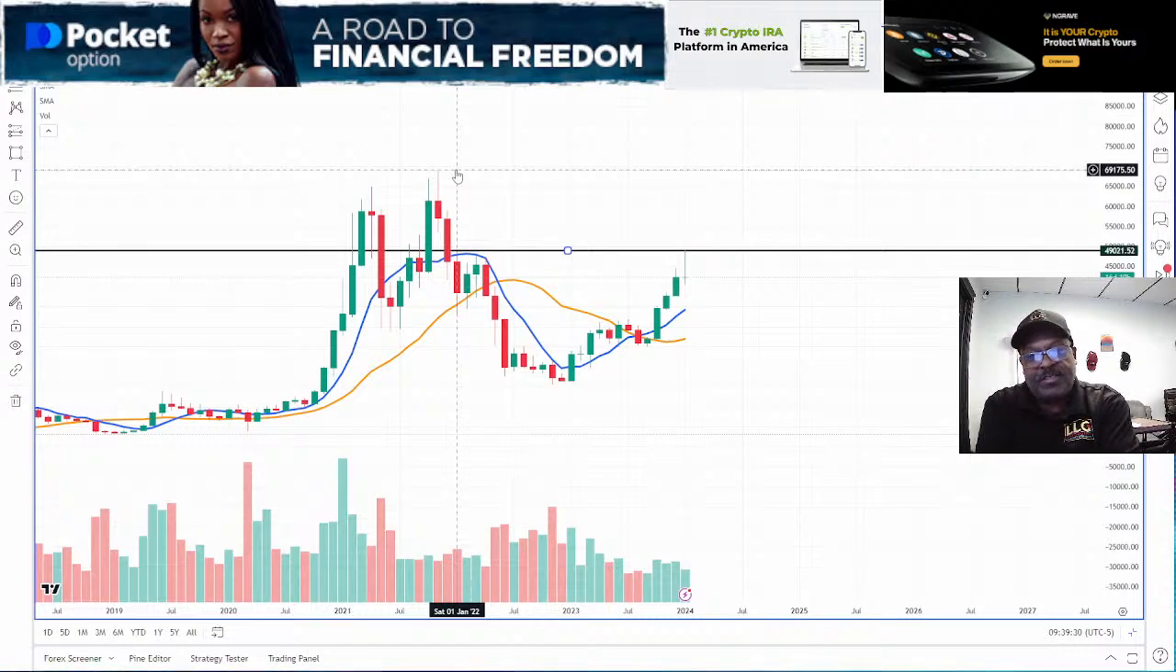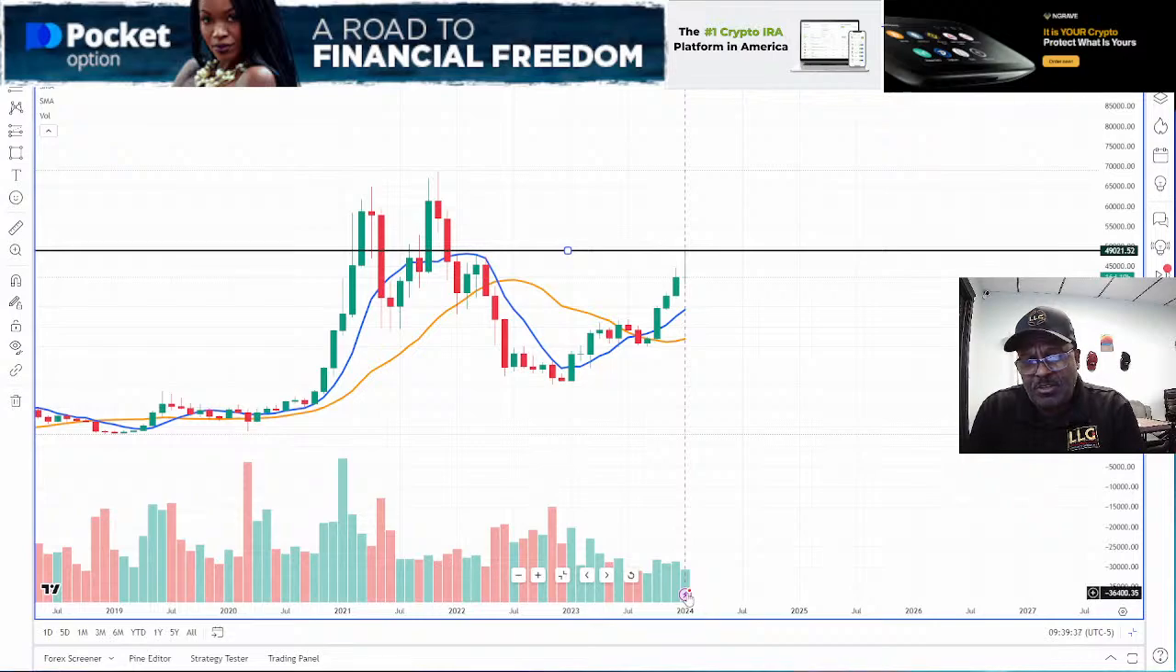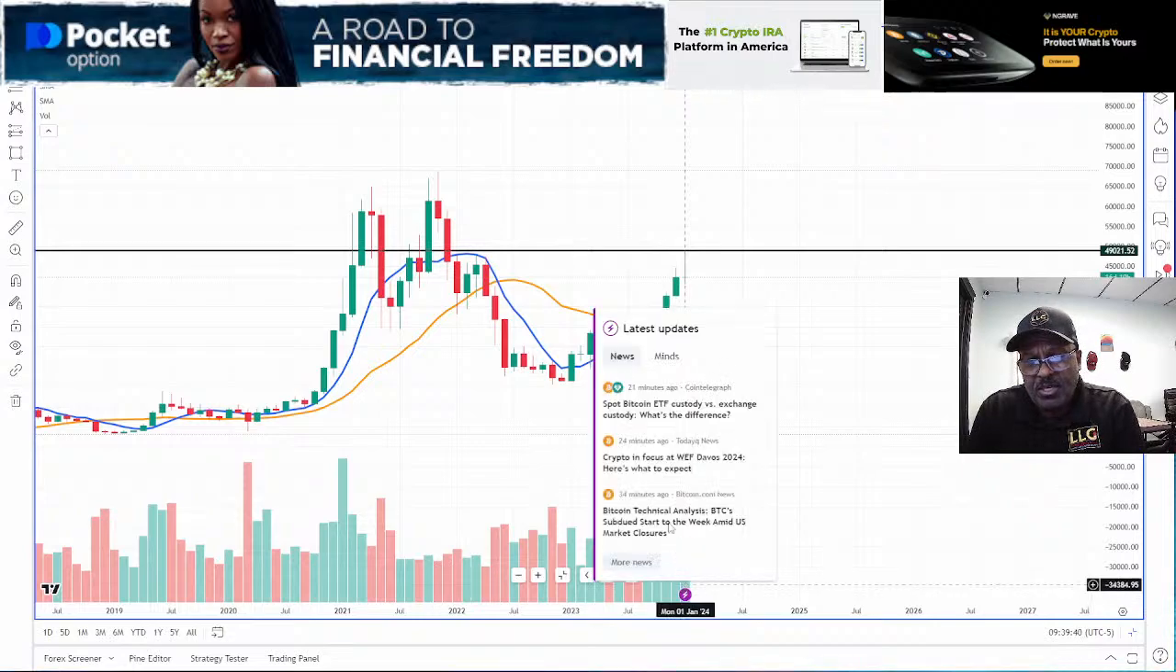So the thing is that now that the ETF has been established, let's see what the news says down here. When you put on your trading view, this thing is news. So it says Bitcoin versus exchange custody. What's the difference? Crypto focus in.